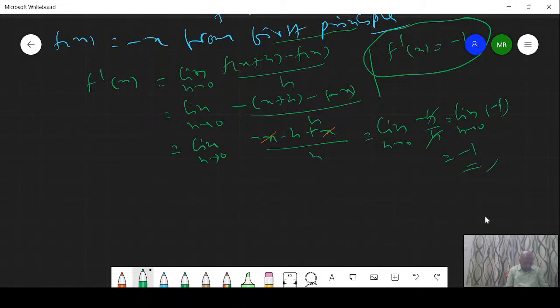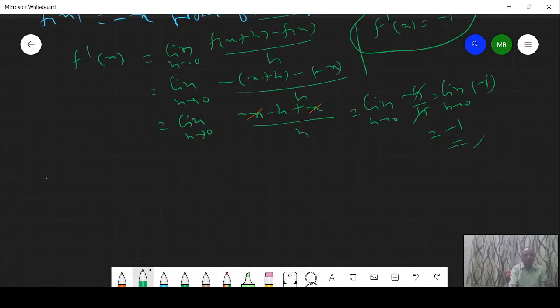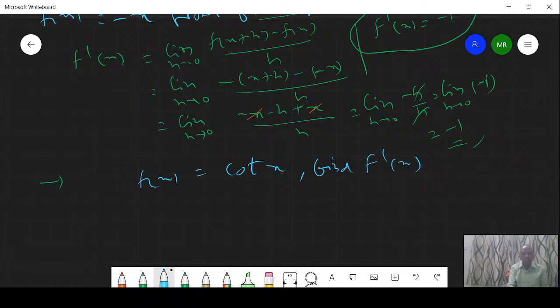Find the derivative of f of x equal to cot x. Find f dash of x. They are asking us to solve it; they didn't ask us to use the first principle here. If they ask, you should use that only. They didn't ask, they just said find f dash of x. That's all.